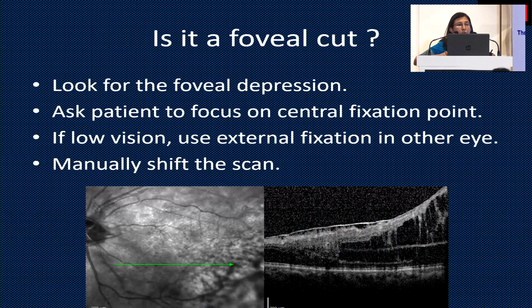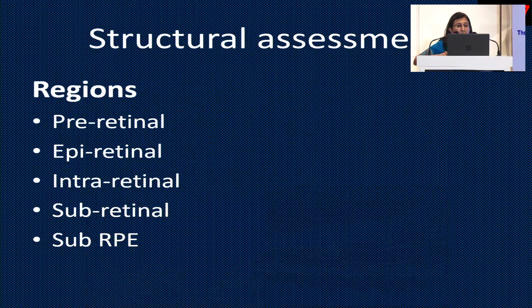So coming to the position, always look for the foveal depression. That is very important. Otherwise, you'll always get false information. If the patient is not able to focus with that eye due to low vision, then you can always try to fixate the other eye with external fixation, or you can manually shift the focus to where you assume the macula to be. Now here you see you're getting an impression of edema, but this is below the macula, so you are getting a false impression.